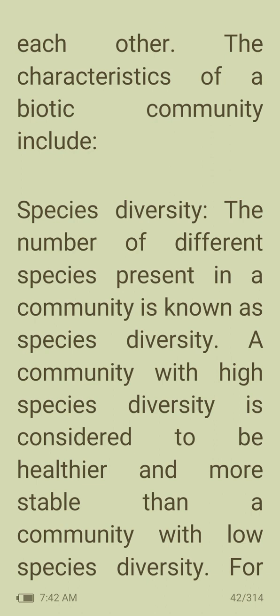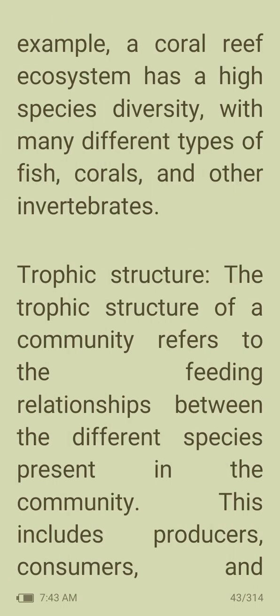The number of different species present in a community is known as species diversity. The community with high species diversity is considered to be healthier and more stable than the community with low species diversity. For example, a coral reef ecosystem has high species diversity with many different types of fish, corals, and other invertebrates.